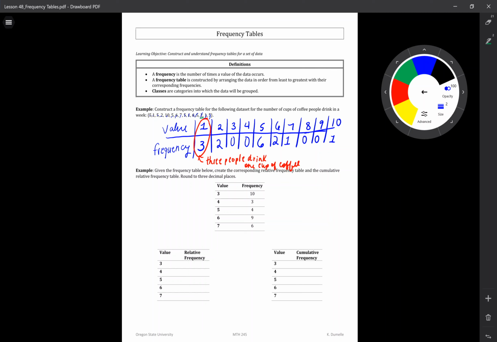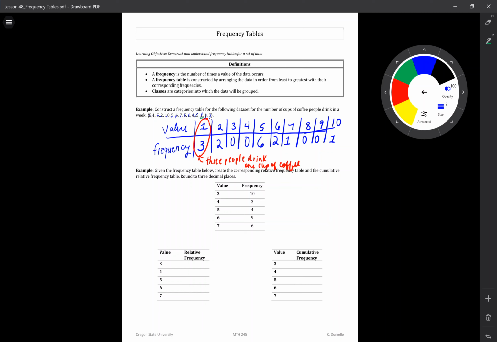All right. Next, we are going to go into something else called relative and cumulative frequency. So we have a frequency table here. It doesn't specify what the values mean in this particular situation. But our example says, given the frequency table below, create the corresponding relative frequency table and the cumulative frequency table. We want to round to 3 decimal places.